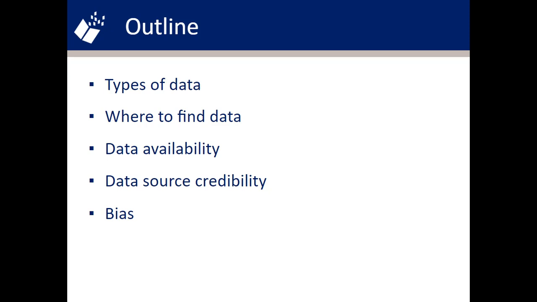To break that down a little, I'm going to talk about the types of data you might find, where to find that data, and here I will be going into the different organizations that collect and publish data, and the tools that we have here at Georgetown that allow you to search for specific data, data availability and restrictions, data source credibility, and finally, the issue of bias.